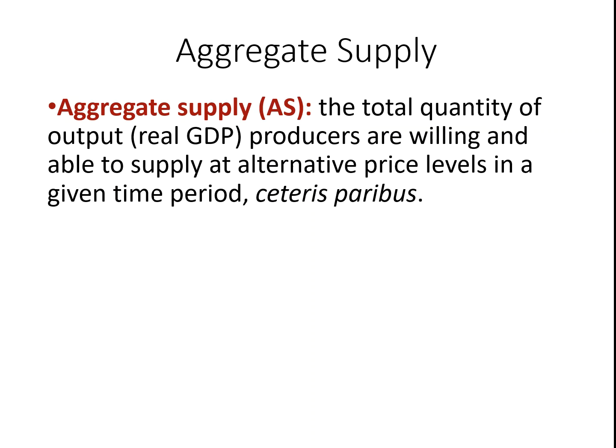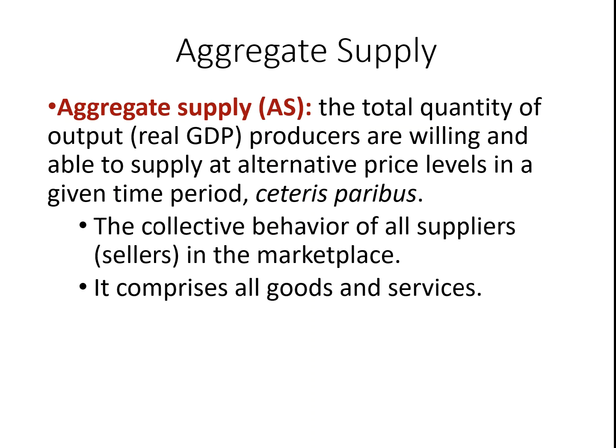Very similar to our aggregate demand, the aggregate supply is looking at the relationship between real GDP and the price level. Instead, in the supply curve, we're looking at the relationship between the price of a product and the quantity supplied of that product. The aggregate supply is obviously considered a collective behavior of all suppliers and sellers in the marketplace, and it comprises all goods and services. It's not just talking about one single product. It considers everything sold on the market.